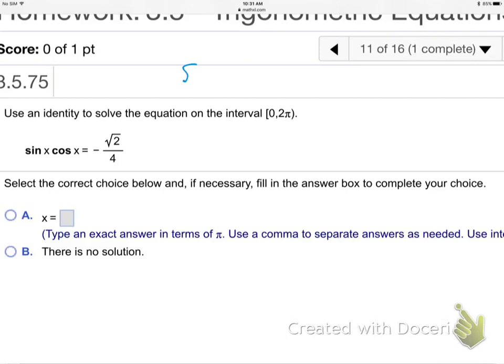Okay. So sine x cosine x is minus root 2 over 4. All right, well, this one's a problem. It's got a mix, got sine, got cosine. I think we need to square both sides. Yeah. We need to square both.